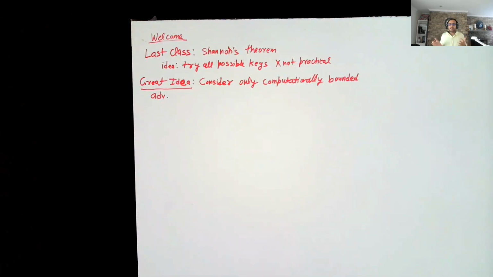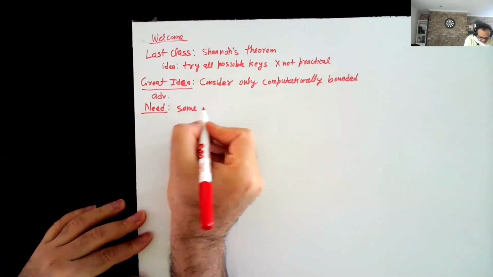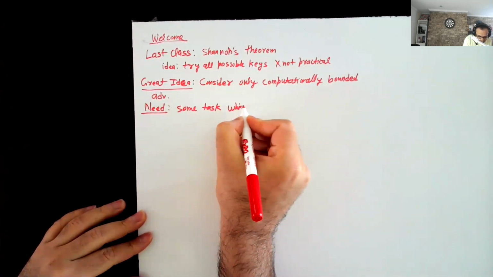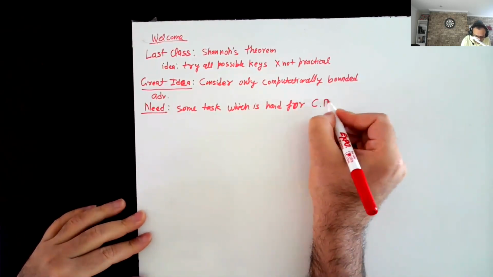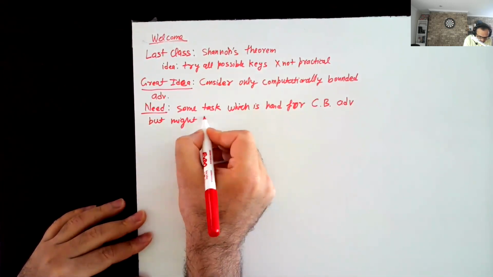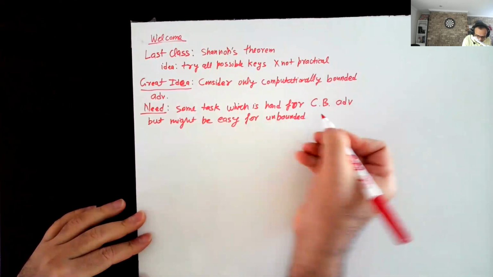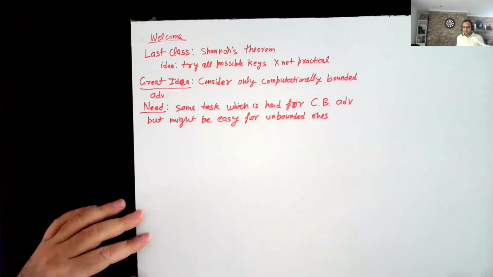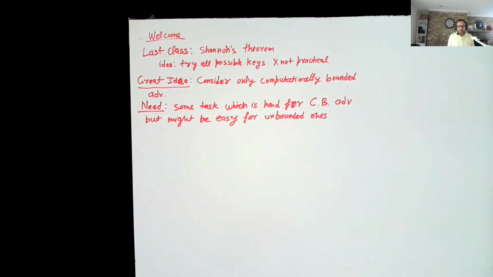So if we are to rely on the adversary being computationally bounded, what do we need? We need some task which is hard for these kind of computationally bounded adversaries, but might be easy for unbounded ones. Right? Because Shannon's theorem tells us that for unbounded adversaries, we cannot hope to get anything close to perfect security. And Shannon's theorem, in fact, also gives us an explicit attack in some sense. So now our hope is to look for hard problems, which computationally unbounded adversaries cannot solve, right?